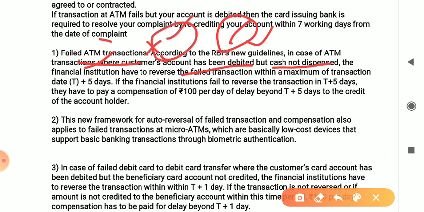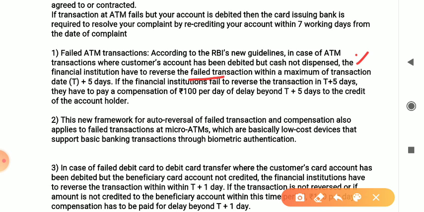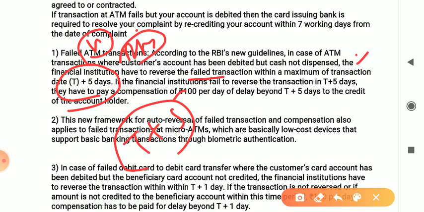The financial institutions have to reverse the failed transaction within a maximum transaction period. ये पहले था, अभी जो न्यू आया है RBI का उसके हिसाब से T plus 5 days. T plus 5 days, transaction day plus 5 days, that means maximum हो गया आपका 6 days.